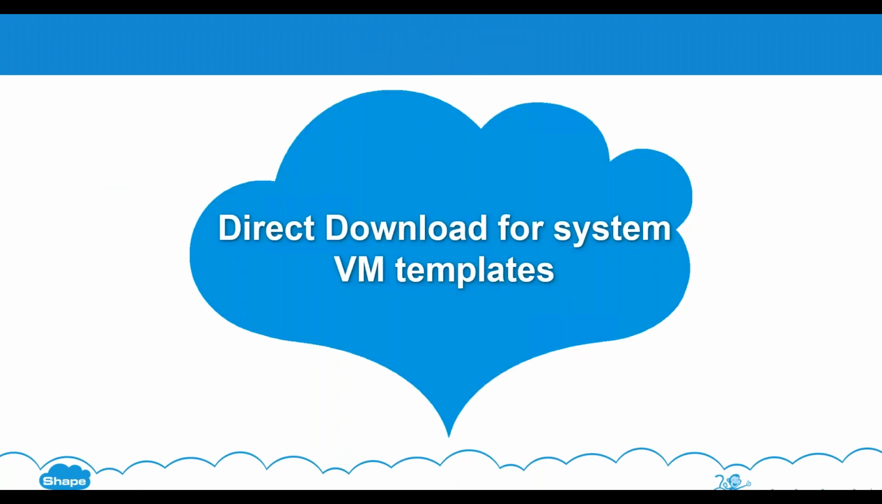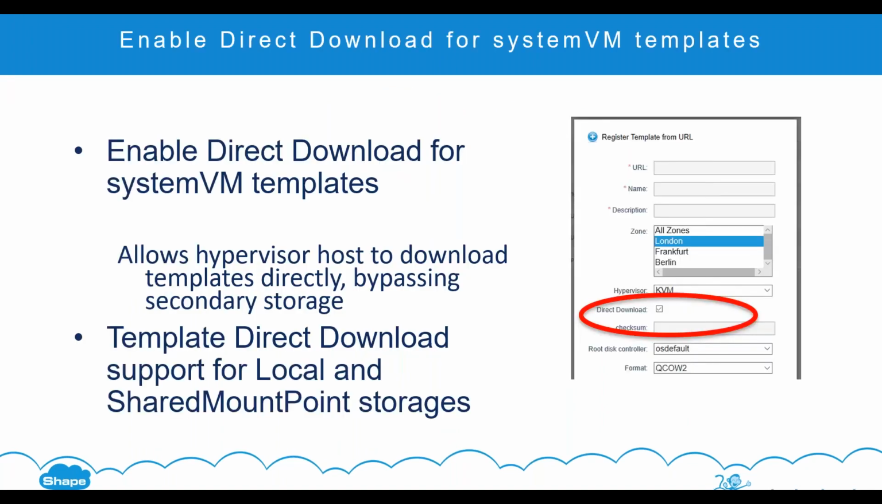I think this is the last one. No, two more. Direct download for system VM templates. So direct download is the ability to bypass secondary storage when you're downloading templates. That is configured when you register the template. That's actually been there for a couple of years. I don't know, Andrea could probably tell you what version it came along in. What's changed here is you can now do that for system VM templates as well. So that's been brought up to the same level.